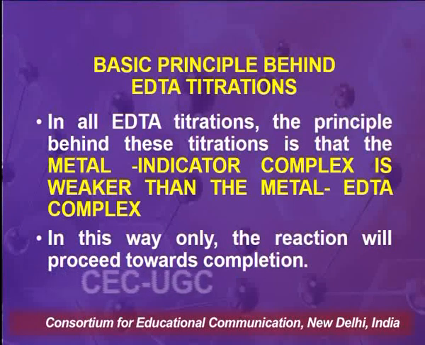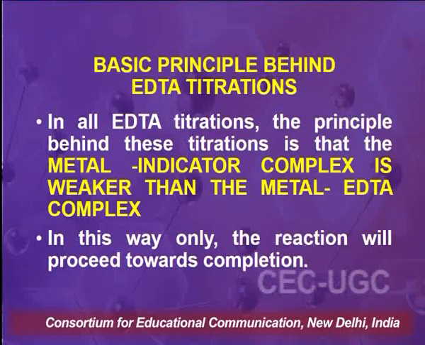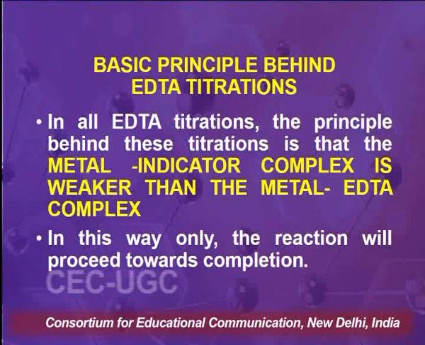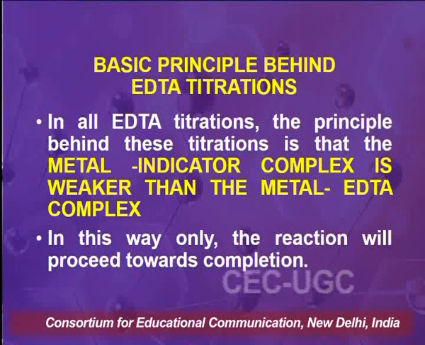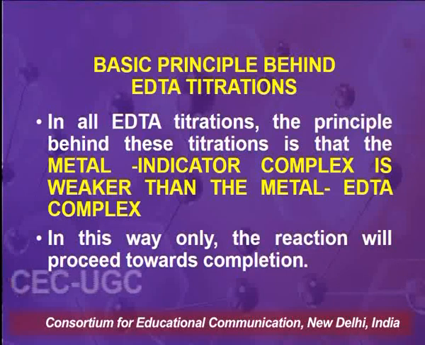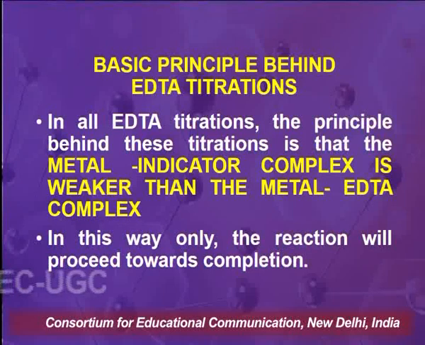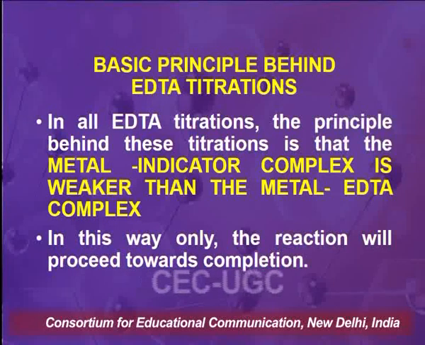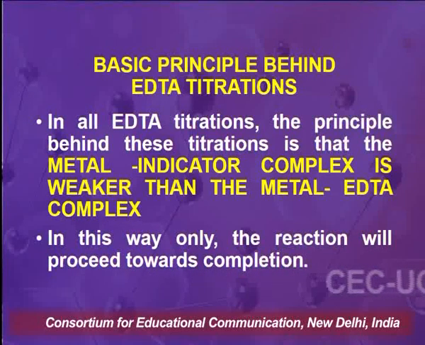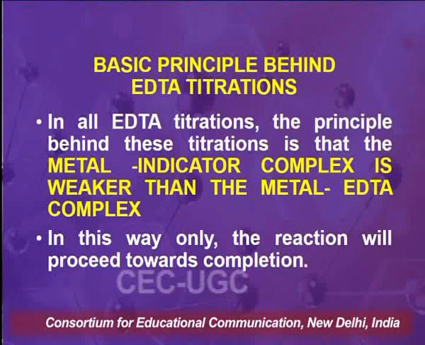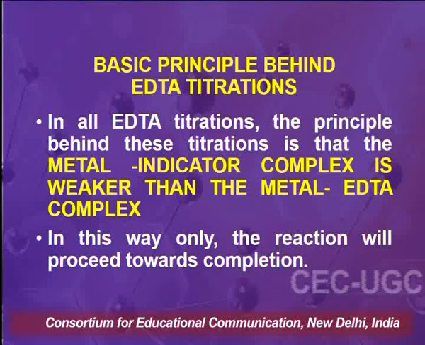The basic principle behind EDTA titrations is that the metal indicator complex is weaker than the metal EDTA complex, and in this way the reaction will proceed towards completion, because initially the metal indicator complex is formed, and then when the titration starts with EDTA, since the metal indicator complex is weaker, the metal indicator complex breaks and EDTA starts forming complex with the metal, since the metal EDTA complex is stronger than the metal indicator complex, which forms the basis of the titration.